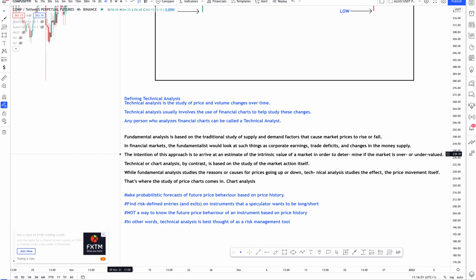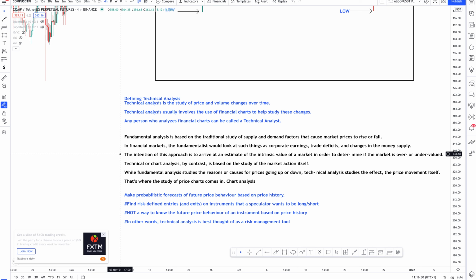So technical or chart analysis, by contrast, is based on the study of market action, while fundamental analysis studies the reasons or causes for price going up or down. Technical analysis studies the effect, the price movement itself. That's where the study of price chart comes in. Okay, study of price chart or chart analysis.